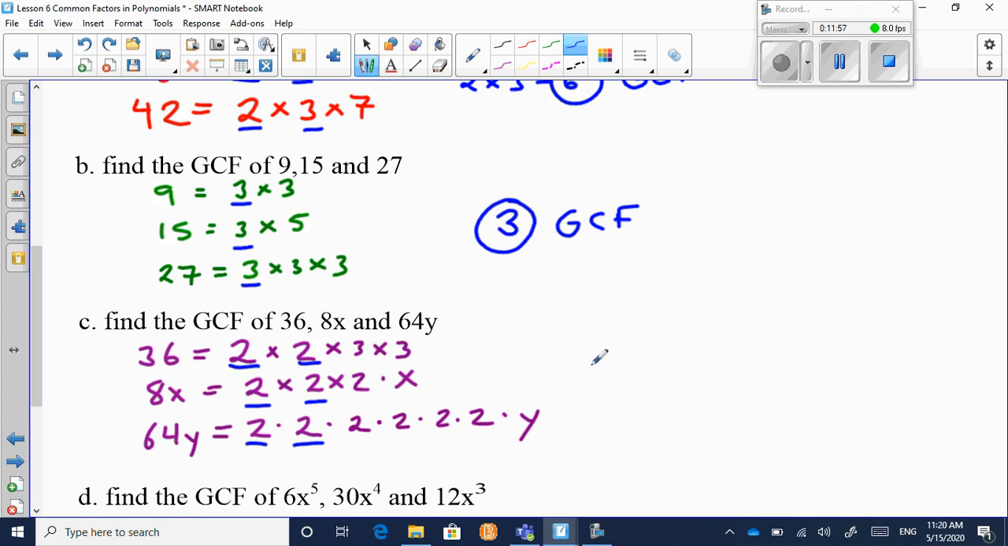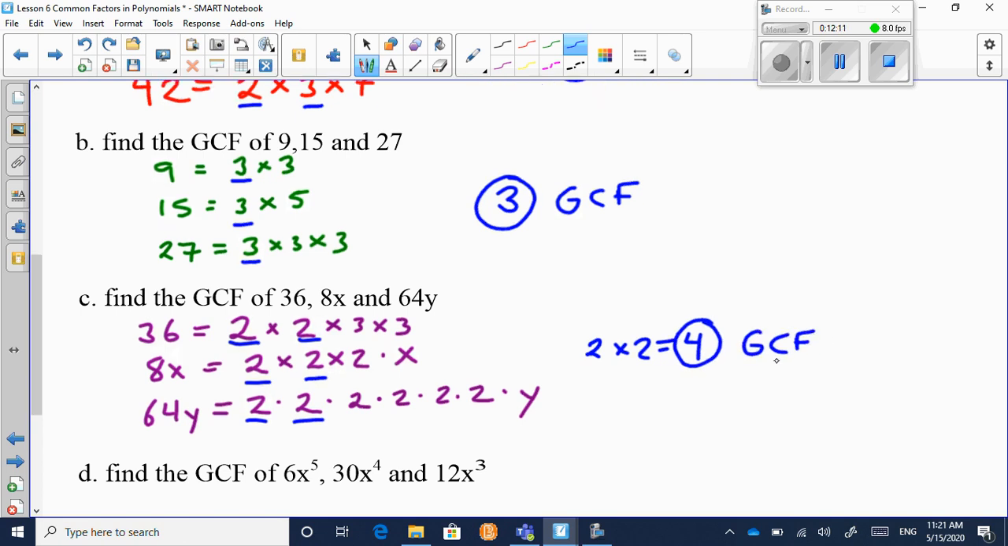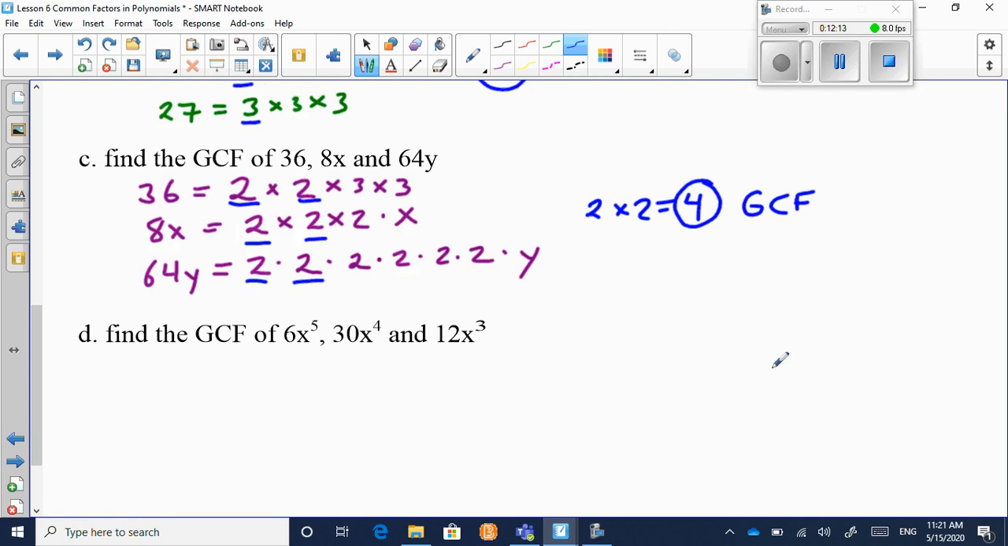So look at this. It's 2 times 2. And so, oops, again, I got ahead of myself. 2 times 2 is equal to 4. 4 is the greatest common factor of those 3 terms. All right, well, let's take it one step further. And this will be, I think, kind of where it all comes together.